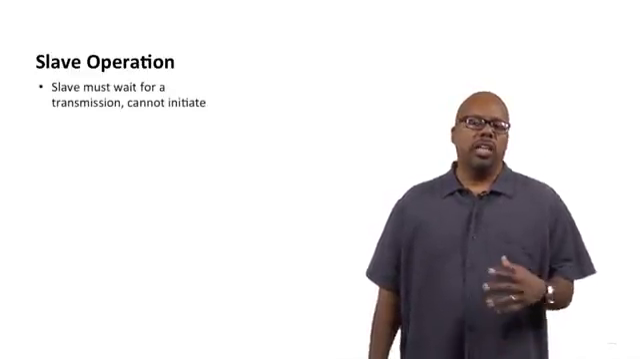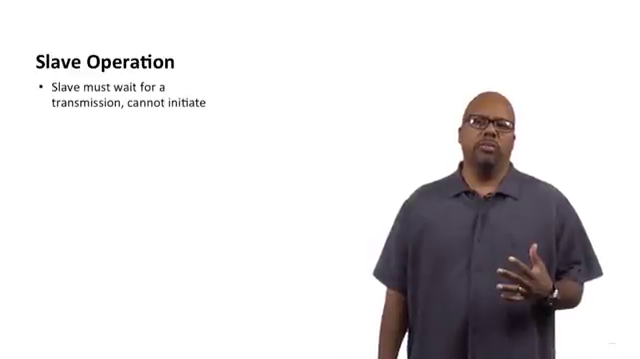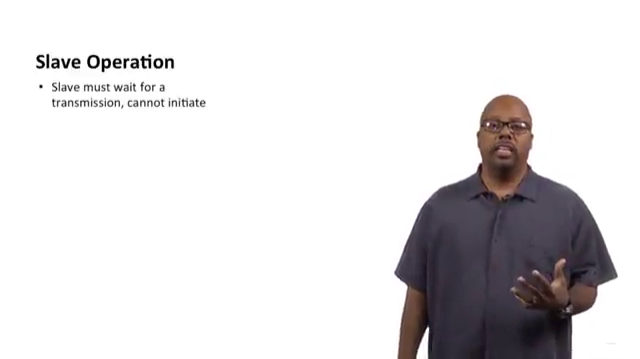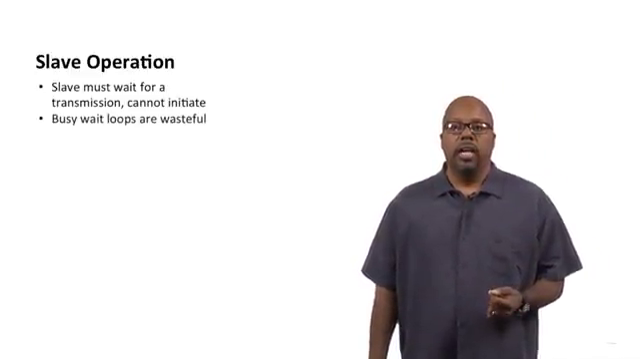So far, we've been looking at the master, how it operates, how it does a transmit, how it does a receive. Now let's look at it from a slave point of view. So let's say the Arduino is actually acting as a slave in the I2C communication. So slave, remember, has to wait for a transmission. It can't initiate anything. It has to sit there and wait.